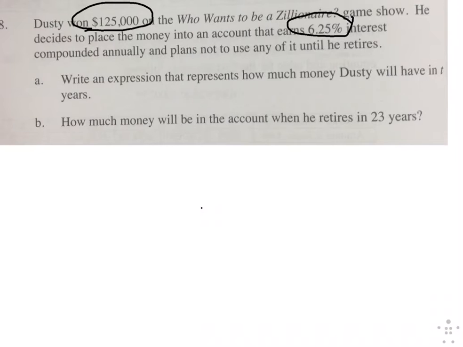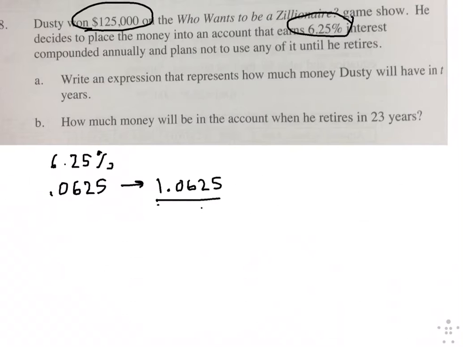So if the interest rate is 6.25, if I write 6.25% as a decimal, that would be 0.0625, which means that the multiplier, what you multiply 1 year by to get to the next, would be 1.0625. So there's my multiplier.